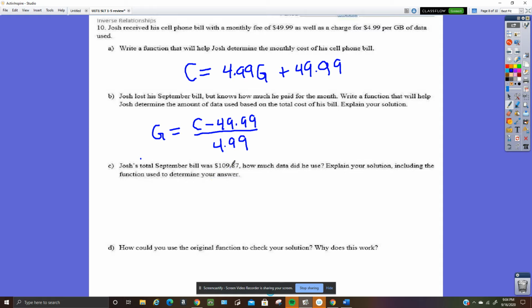And Josh's total bill was $109.87. How much data did he use? So G is equal to 109.87 minus 49.99 divided by 4.99.